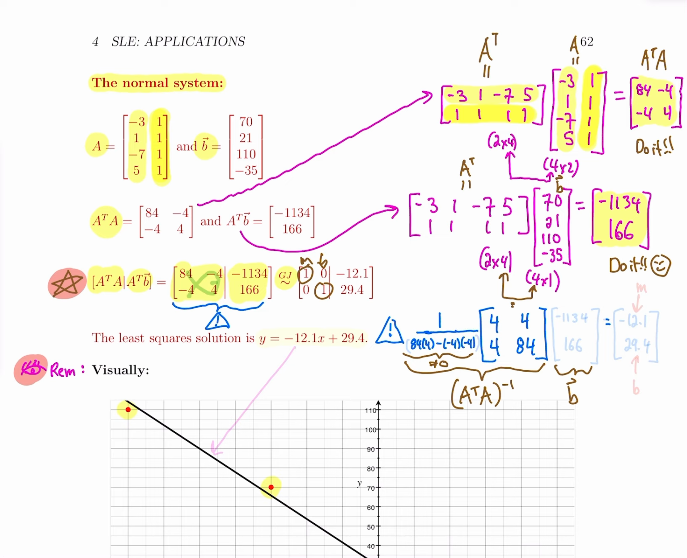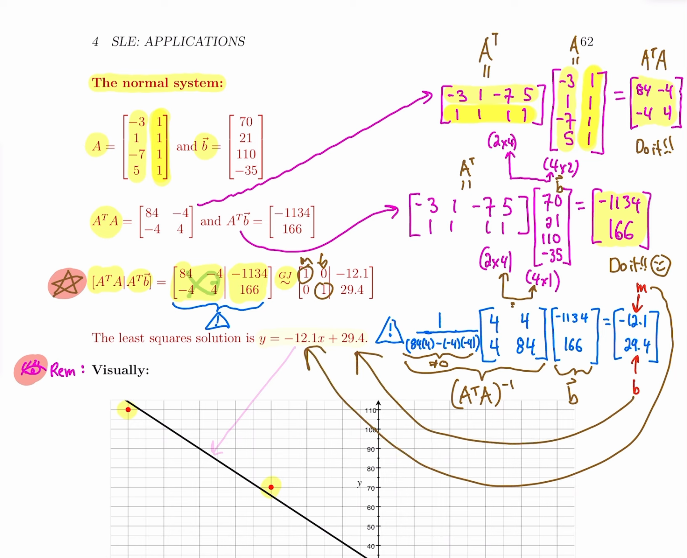So when you take this coefficient and multiply it by the matrix where you swap the spots of A and D and change the sign of B and C, and you multiply it by the augmented part, in this case minus 1,134 and then 166, when you do the actual multiplication, verify that this gives you a very nice clean minus 12.1 and 29.4. Remember what these numbers are. Okay, so that's your value for M, that's your value for B.